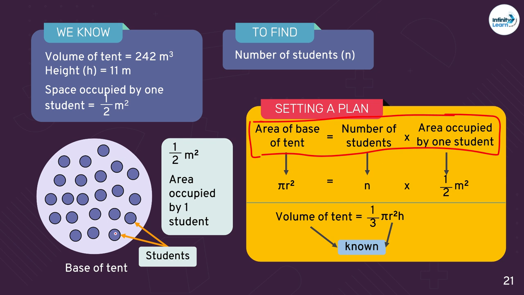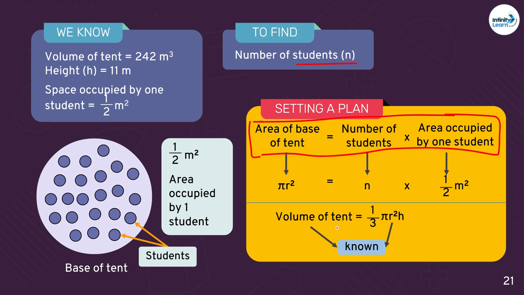What is the area of base? Area of base is nothing but pi r square, which is in the shape of a circle. Let us suppose the number of students be n. So n into half of meter square. So volume of tent, we know, is 1 by 3 pi r square h. Yes or no? How will we do it?